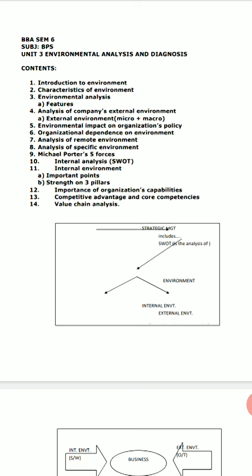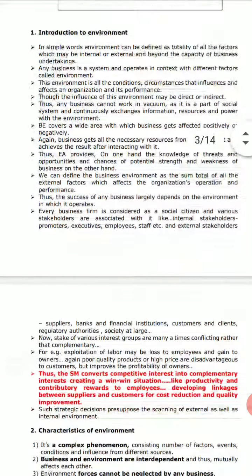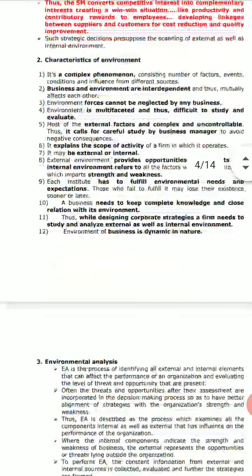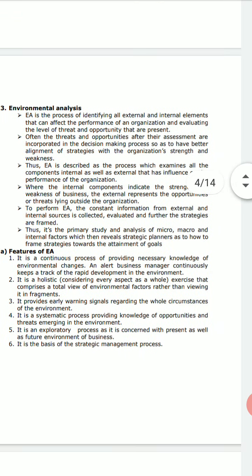We are dealing with unit number 3, that is all about the environmental analysis and the diagnosis of the internal as well as the external factors. In the offline classes, we have already dealt with analysis up till analysis of specific environment, and in today's session and onwards, we'll be dealing with the next portion of the same unit, right?